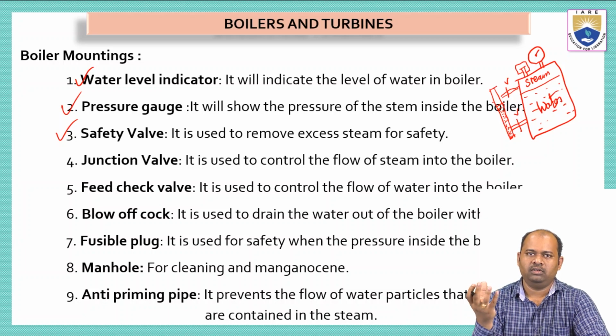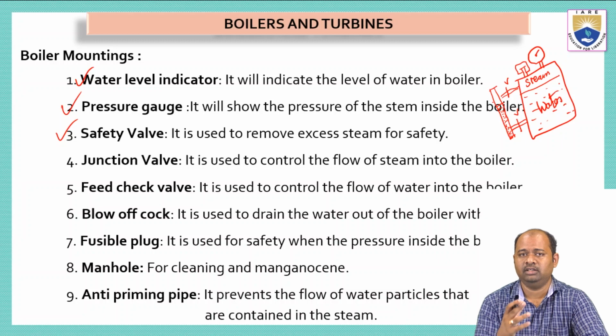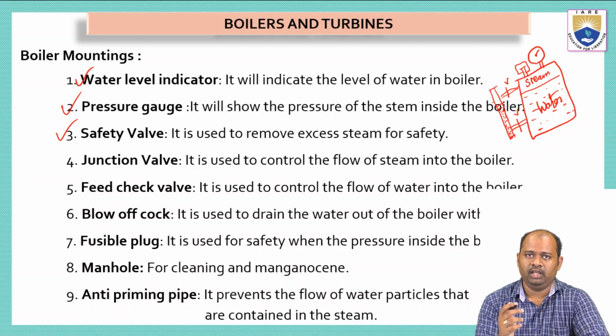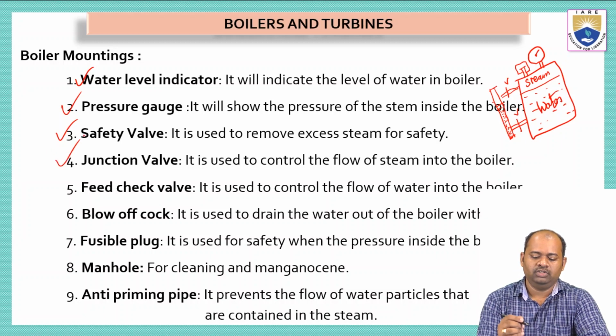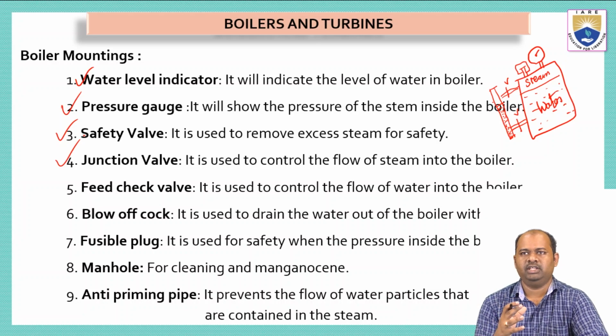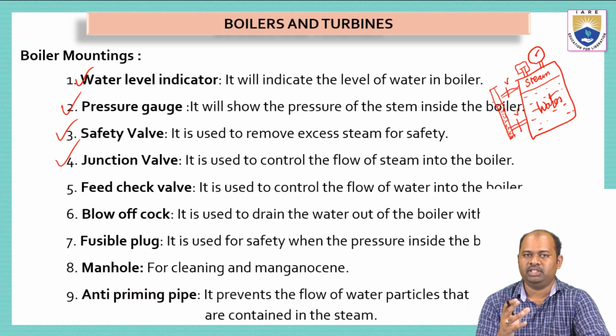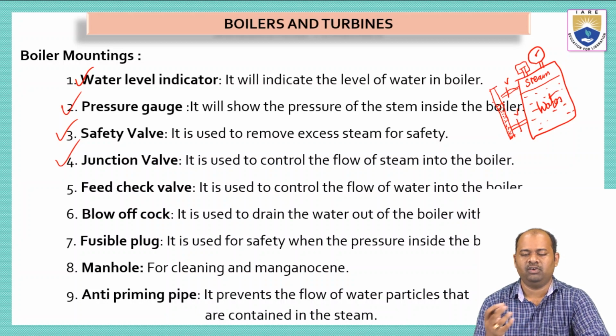The same principle is happening in the case of the boiler tank. When the pressure is more, the dead weight will be lifted and the steam will escape into the atmosphere so that no explosion will take place, for the safety of the boiler and also the persons who are working near the boiler. And then the fourth device is the junction valve. A junction valve is a valve which is used to control the flow of steam. We can control the flow of steam that is coming out of the boiler.